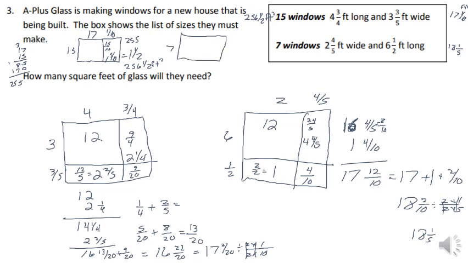Now our last one, we can see the 7, and this one was 18 1/5, which is going to be 7/5, which equals 1 2/5.